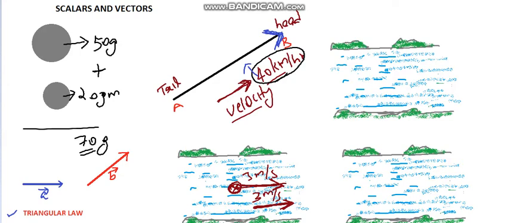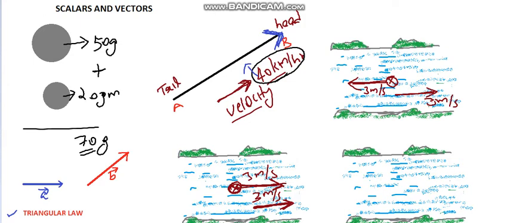Let's consider another example. For example, this person is in the middle of the river, and the river is flowing with, as said previously, 3 meter per second velocity. And then suppose this person is swimming against the river flow, or water flow, with the same 3 meter per second of velocity, but in the opposite direction.